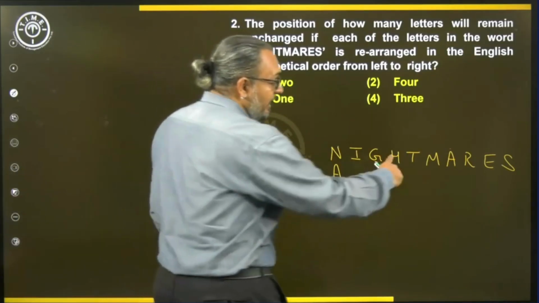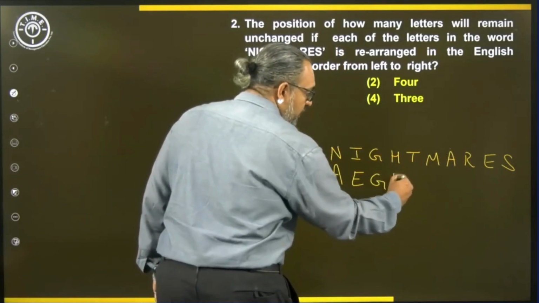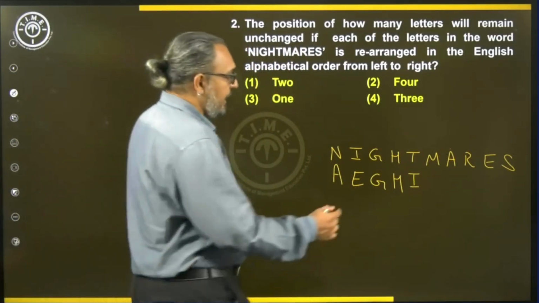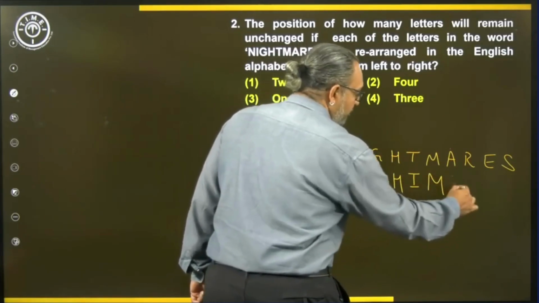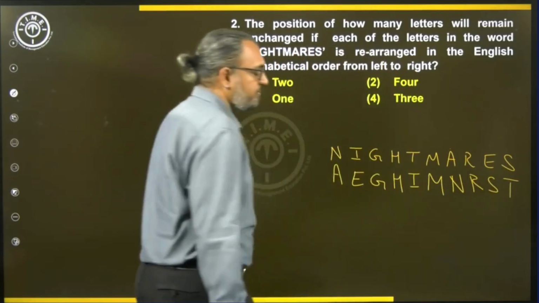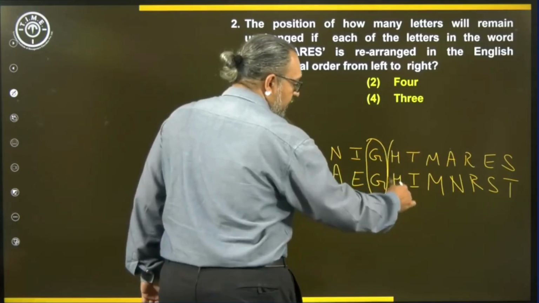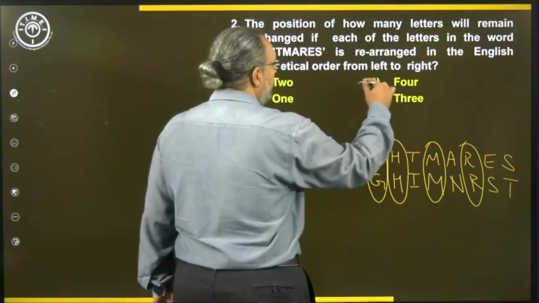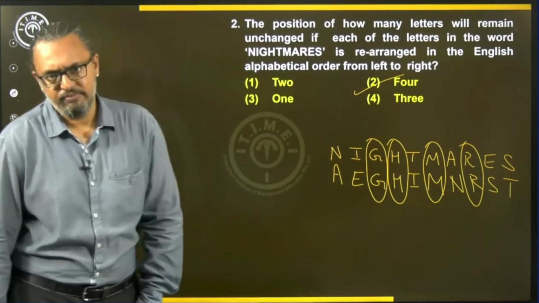So we have A, then B, C, D is not there, but you have a E. Then F is not there, you have a G, H and a I, correct? Then J is not there, K, L is not there, you have a M, then you have a N, then you have R, S and finally T, correct? Now how many are there in the same position? So G is there, H is there, M is there and R is there. So basically I get 4 letters. That's the maximum number you have.